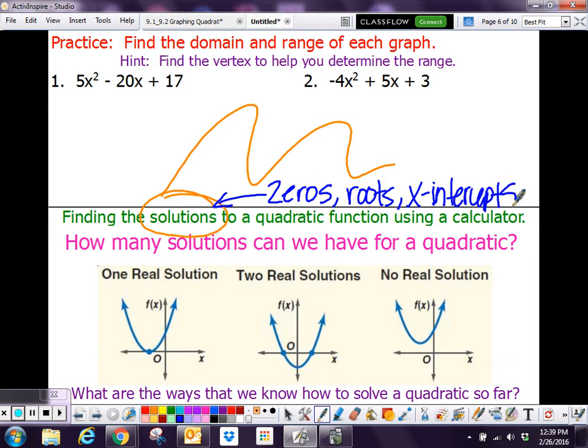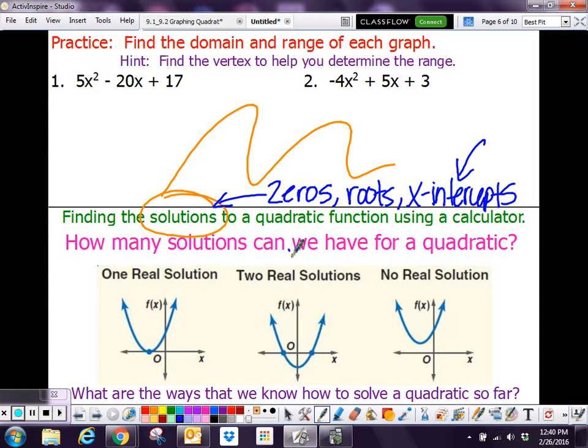Okay? We're going to be finding zeros in our calculator. That's what we're going to be looking for. But remember, these are actually their x-intercepts. So if you look at these 3 graphs at the bottom of this slide, how many solutions can we have for a quadratic? Well, thinking about on the last test, when you factored and you got solutions, how many did you normally have? We normally had 2 solutions.